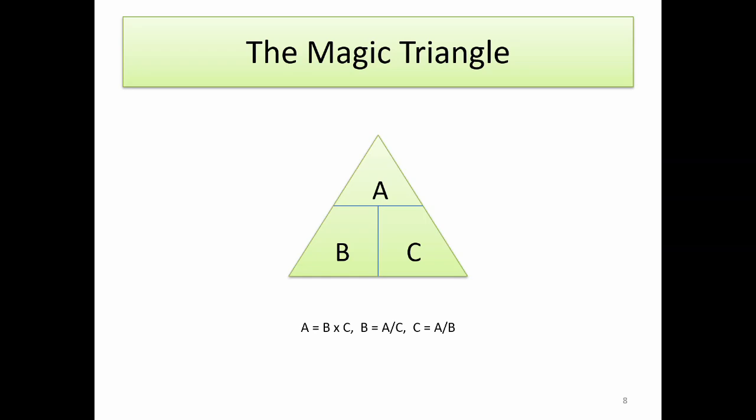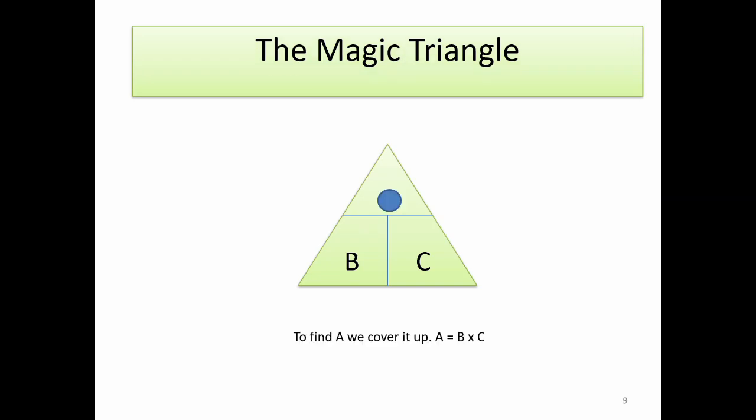A useful aid when working with simple linear equations is the magic triangle. What the magic triangle says is that A equals B times C, therefore B equals A over C, and C equals A over B. To find A, we cover it up if we know B and C, so A equals B times C. If we want to find B, we cover up B, and that tells us that B equals A over C. In the same way, to find C, we cover it up, and that tells us that A over B equals C.